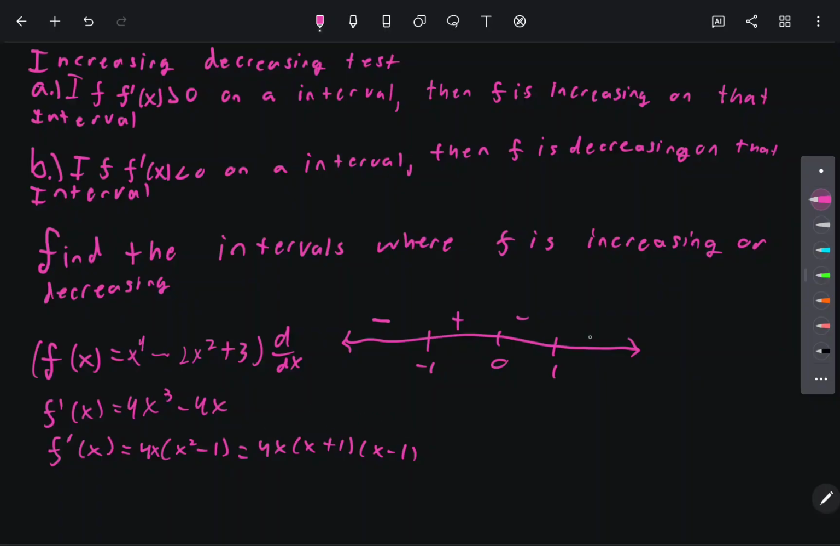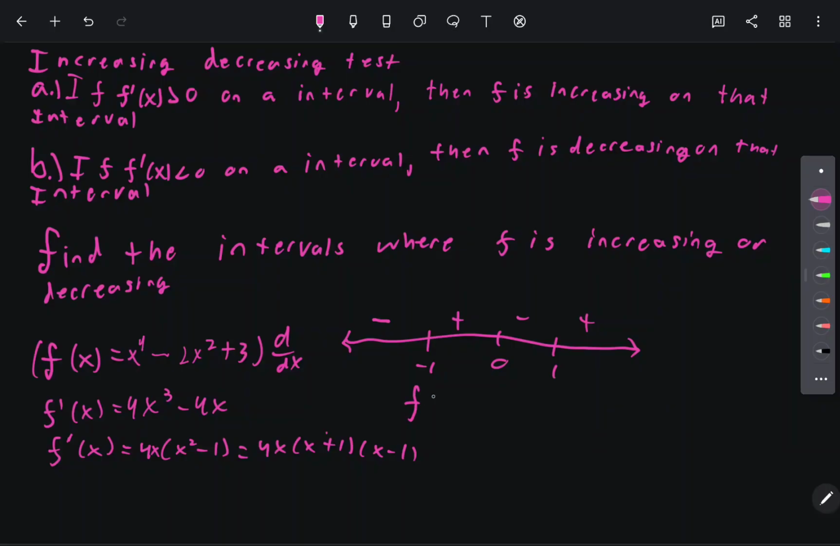Alright. And then finally, if we plug in a really big number like 100 into this function, we get a positive times a positive times a positive, so the function is positive from 1 to infinity. So now we can see where f is positive or negative. We can now know where f is increasing or decreasing.